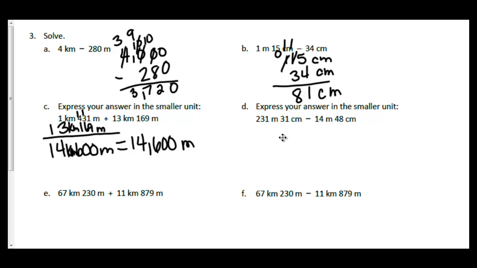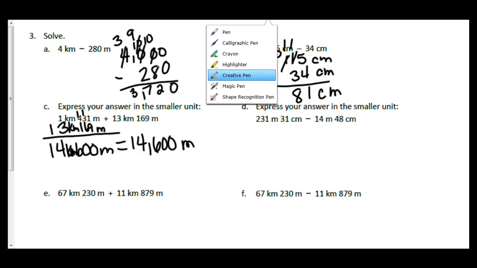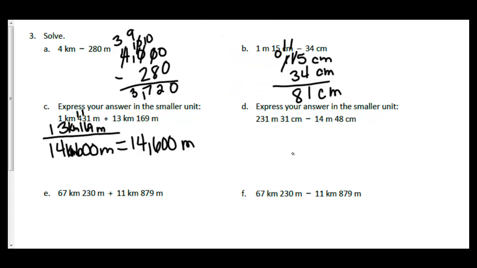If you're still having a little bit of trouble, then just follow along with me. All right, so again, I'm going to subtract first, then I'm going to convert them to the smaller units. So I've got my 14 meters and 48 centimeters. Okay, so I'm not going to be able to, because look, I cannot take 48 from 31, so I'm going to have to try a different approach here. I can't do that this time. So I'm going to have to convert first.